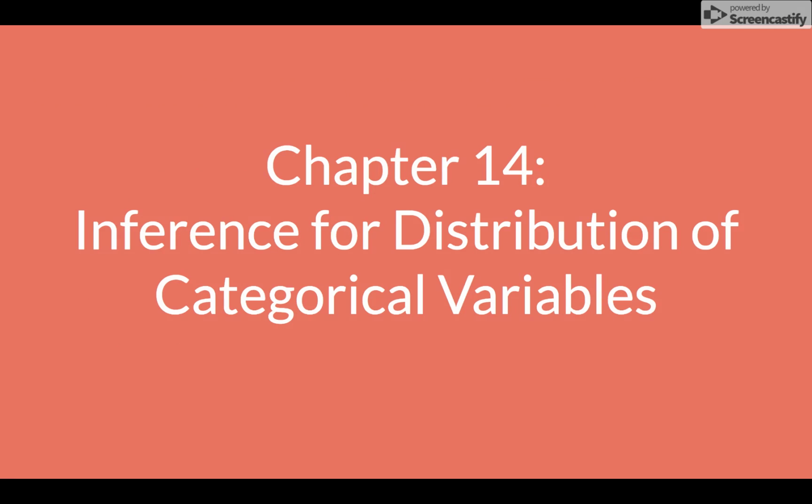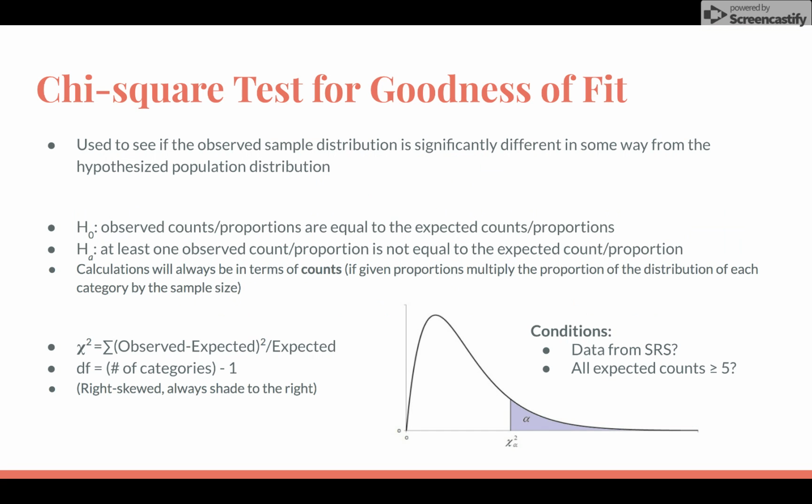So chapter 14 is the inference for distribution of categorical variables. The first test is a chi-squared test for goodness of fit, which is used to see if the observed sample distribution is significantly different in some way from the hypothesized population distribution. The name of the test would be like chi-squared test for goodness of fit at alpha equals 0.05.